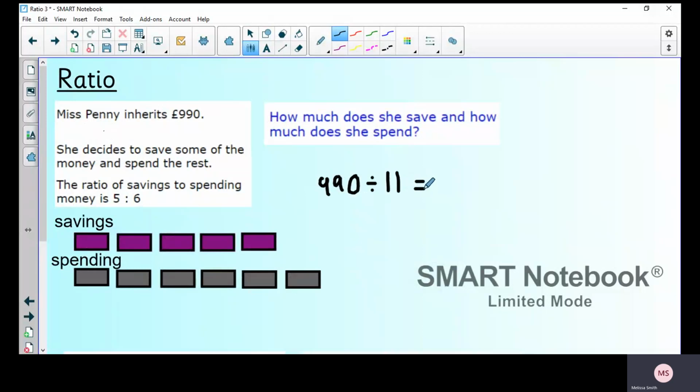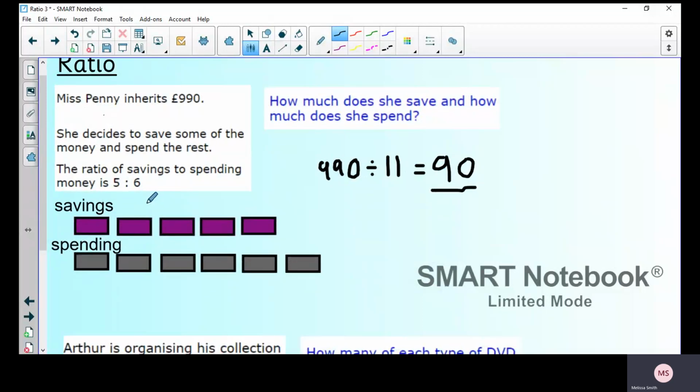There's a few different methods you could use to solve this question. We could use chunky method, long division. Maybe we could try to use our number facts, things that we know. I know that 11 times 9 would give me 99. Therefore, 11 times 90 would then give me 990. So each part is worth 90.